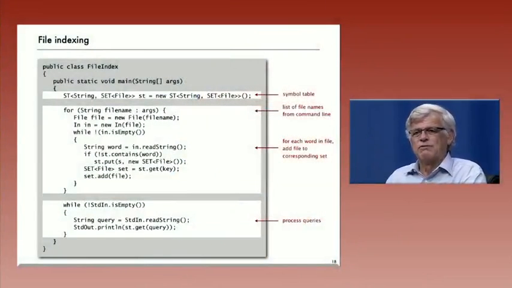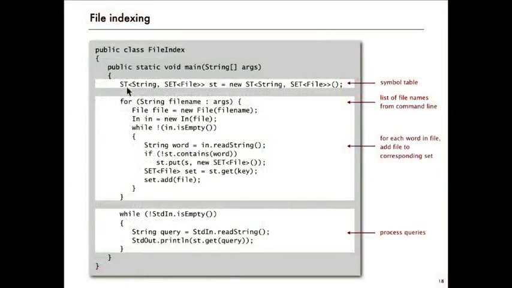Here's the implementation of file index using our symbol table implementation. We're going to build a symbol table that associates string keys with sets of files. So this creates a new symbol table associating string keys with sets of files. The first thing we do, as before, is build the index. This time we're going to take the list of file names from the command line. And for each file, we're going to create an input stream. We're going to read every word in the file.